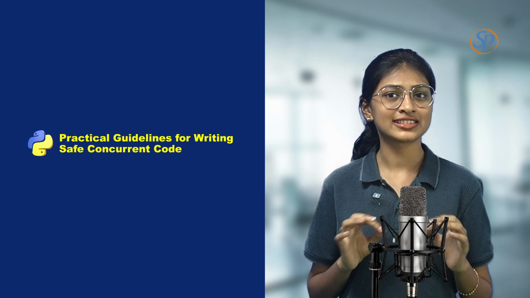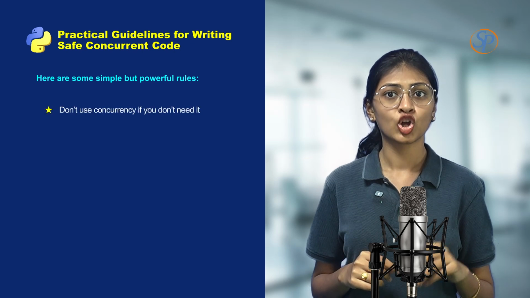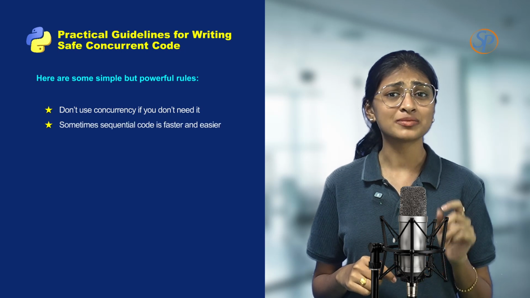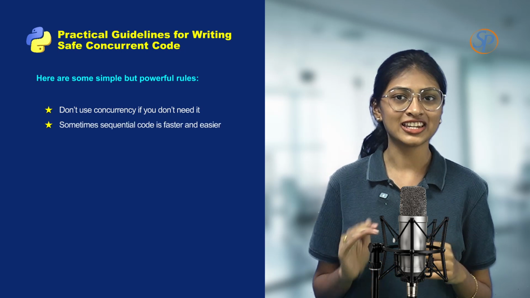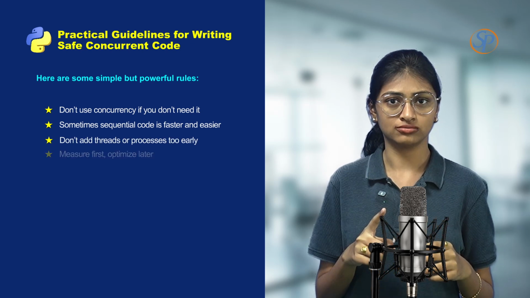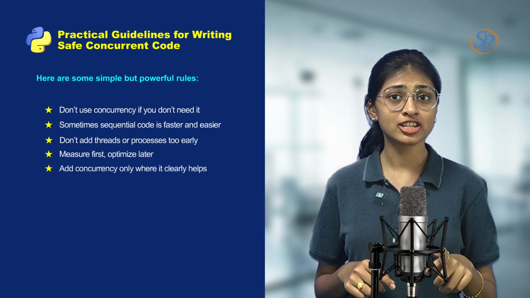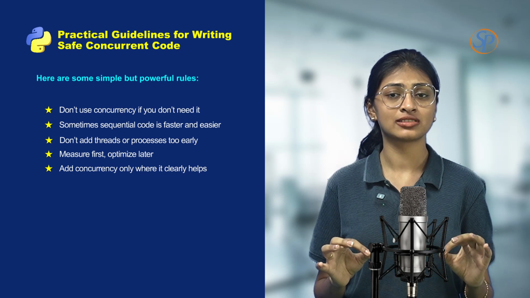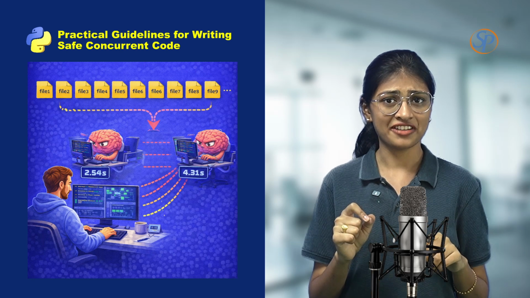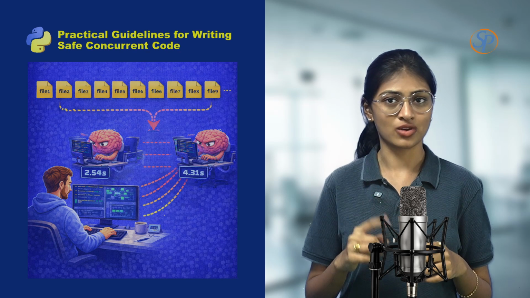Practical guidelines for writing safe concurrent code. Here are some simple but powerful rules. Don't use concurrency if you don't need it. Sometimes sequential code is faster and easier. Don't add threads or processes too early. Measure first, optimize later. Add concurrency only where it clearly helps. As a simple example, if you need to process 10 tiny files, multiprocessing may be slower than simply reading them one by one.